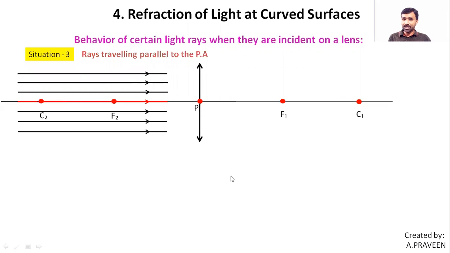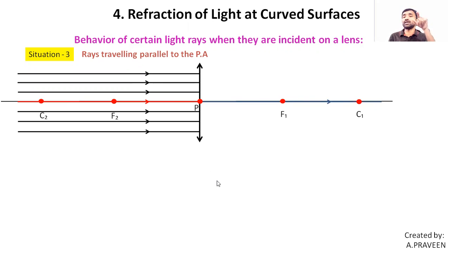Rays are parallel to the principal axis, above or below. See here, the red color line is taken along the principal axis. Along the principal axis remains undeviate. Then what about the remaining rays parallel to the principal axis? Can anybody?